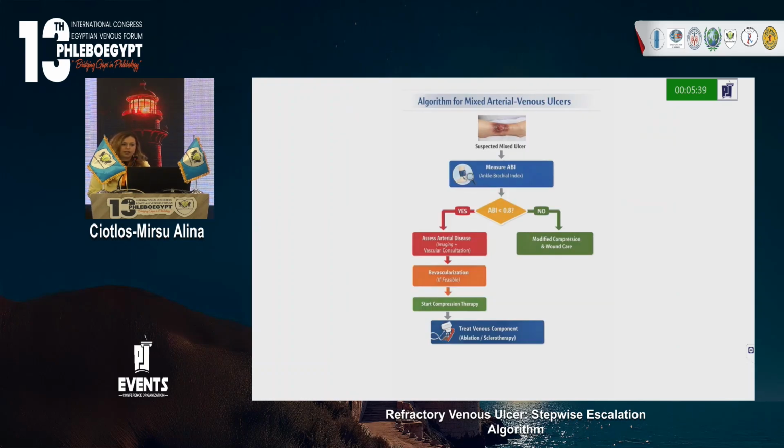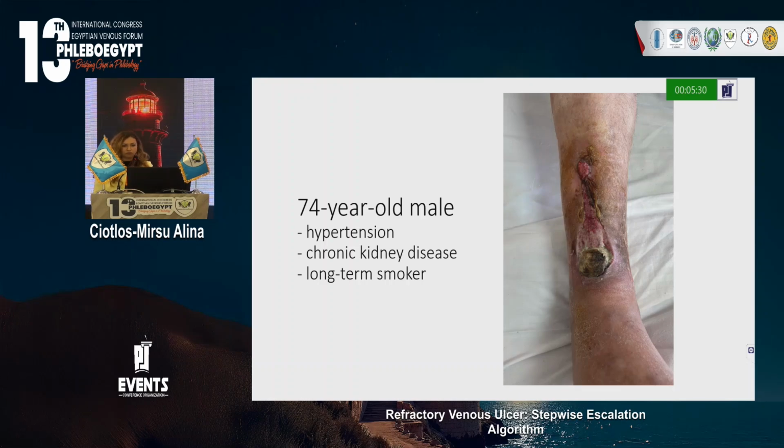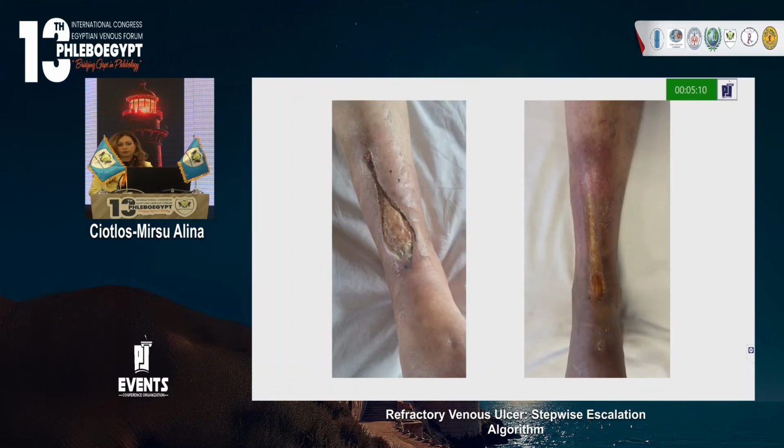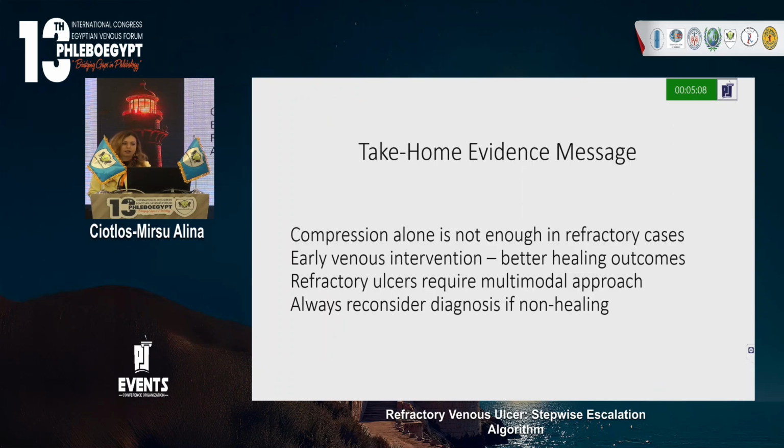What about when we don't have only a venous ulcer, and we have a mixed arterial and venous ulcer? This is a case with a mixed ulcer, a 74-year-old male, with chronic kidney disease, a long-term smoker, and after a PTA with balloon and debridement, we treated the infection. This is the result after 2 weeks.